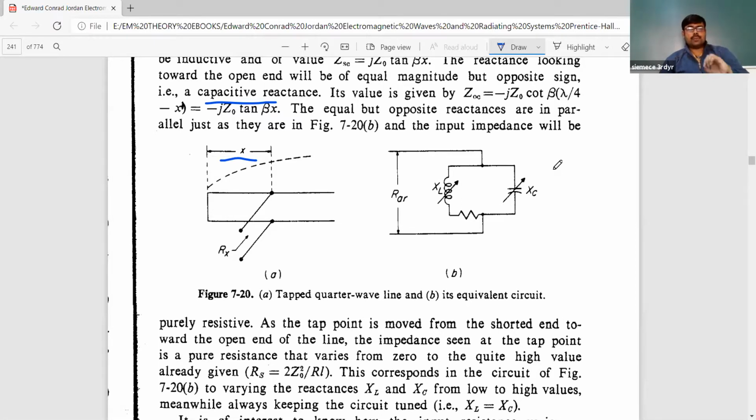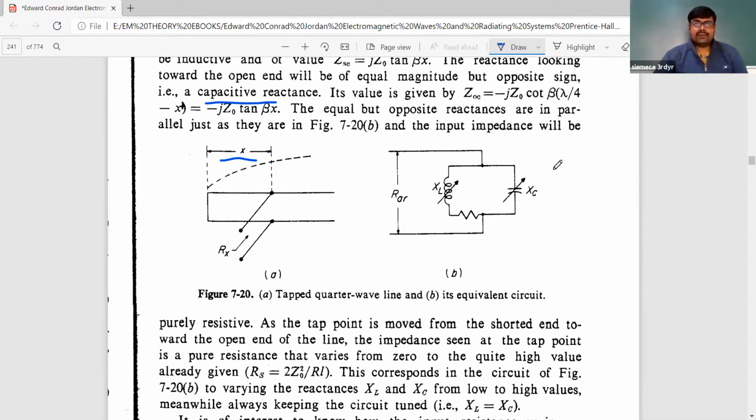Up to a certain distance we have to travel. So what is the distance that we have traveled here? We have traveled the distance x. So the expression ZOC equals minus jZ0 cot of (beta lambda/4 minus x), which ultimately equals minus jZ0 tan(beta x).